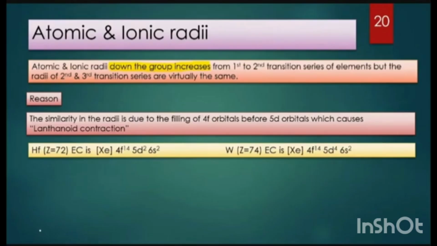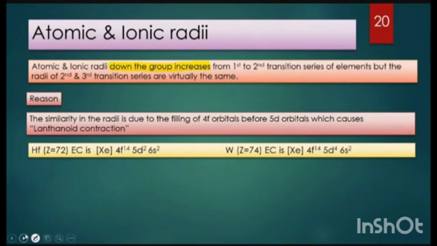See here, both the elements have completely filled 4f orbitals. So look at the previous statement. Why is there a similarity with respect to the radii of second and third transition series of elements? It is due to the filling of 4f orbitals before 5d orbitals. Until the 4f orbital is completely filled, no electrons go to the 5d orbitals. So first the 4f orbital gets completely filled, thereafter the remaining electrons go to the 5d orbital. This actually causes lanthanide contraction.